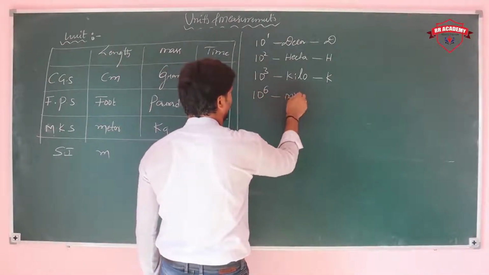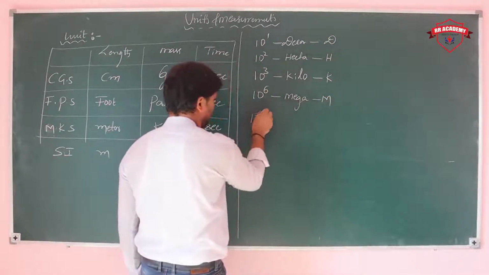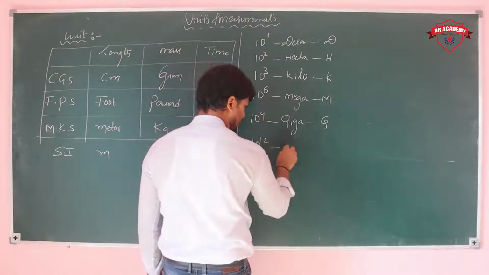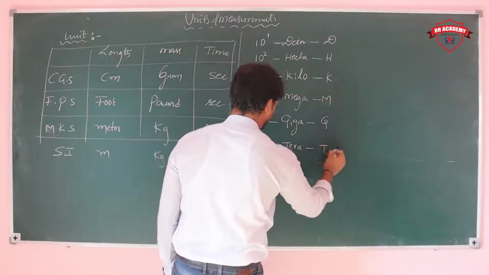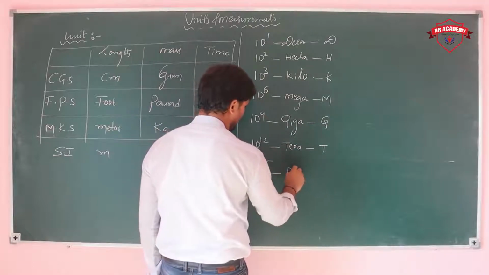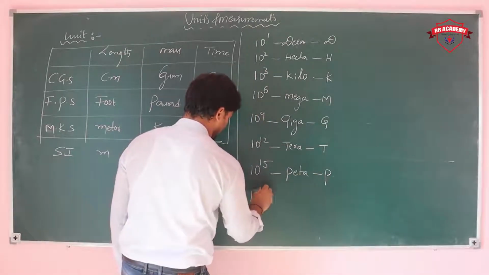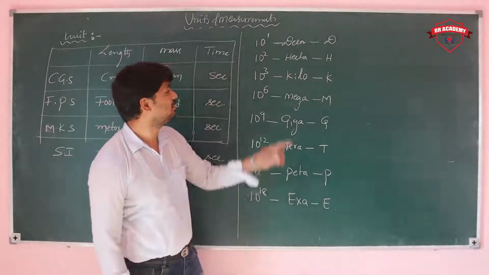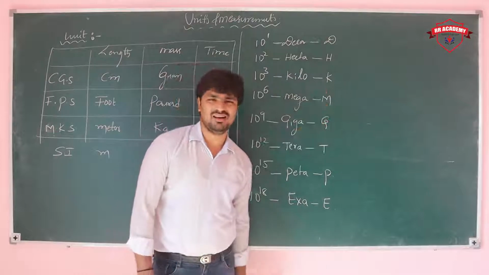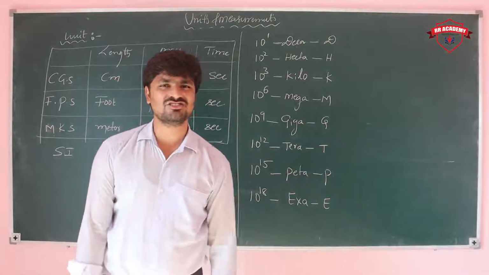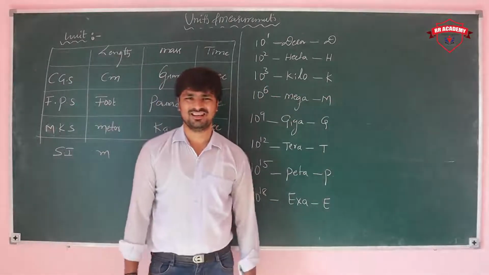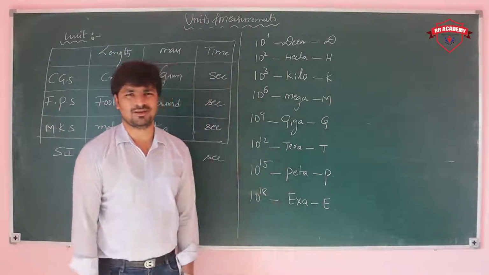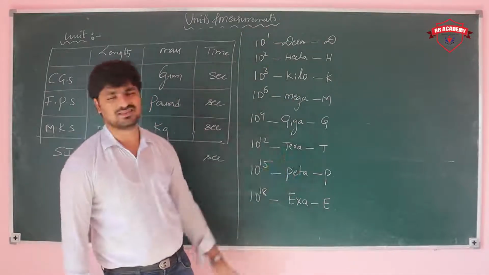10 power 6, mega, capital M. 10 power 9, giga, capital G. 10 power 12, tera, capital T. 10 power 15, peta, capital P. 10 power 18, exa, capital E. So these are some multiples, prefixes and symbols. Sometimes we get kilometer, where kilo stands for 10 cubed meters, and gigameters, giga being 10 power 9 meters. Nanometers, picometers. So that is the purpose we are using these.